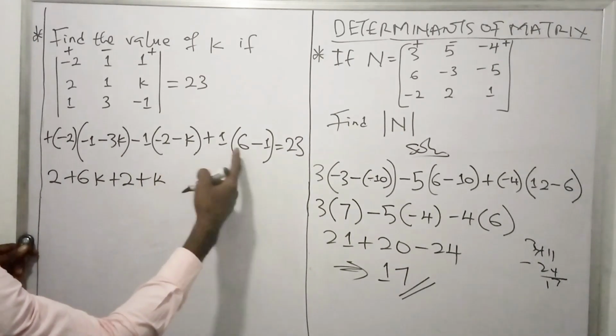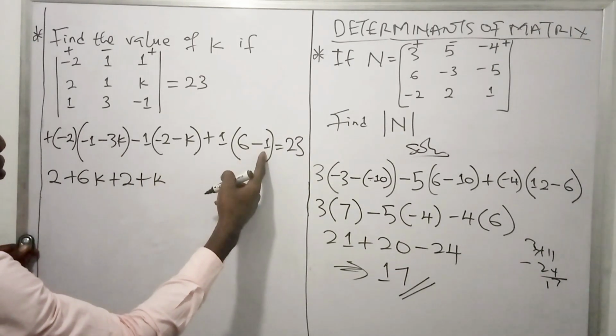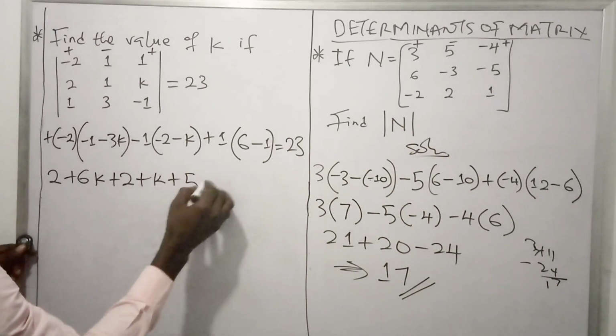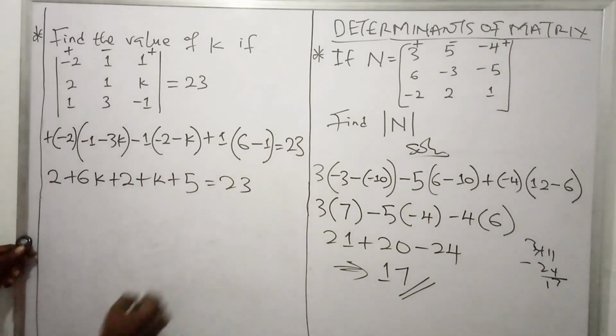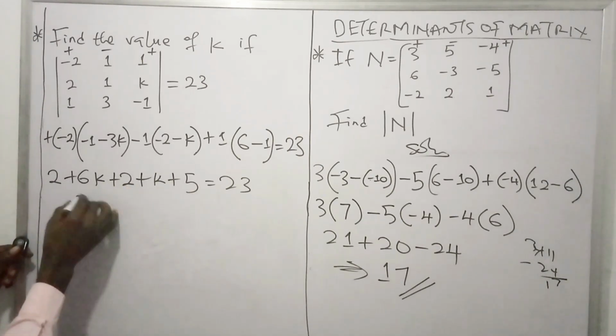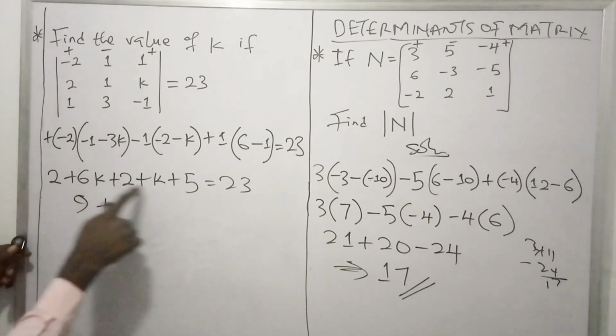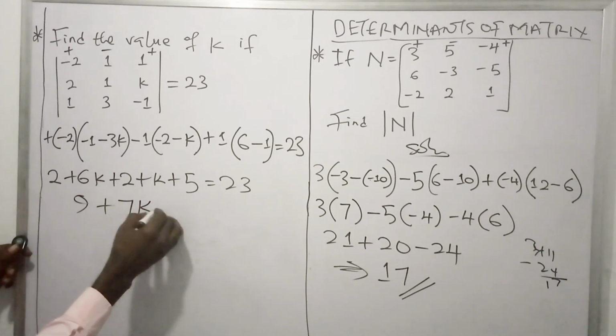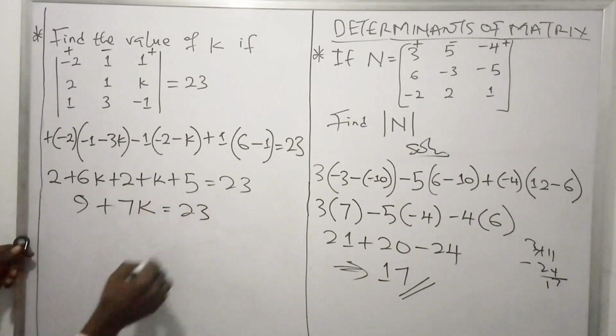Here we'll go over to this. Now 6 minus 1 is 5. And 5 times 1, that's positive 5. Then we have 23 here. All right. Now 2 plus 2, that's 4. 4 plus 5, that'll give us 9. 6k plus k, that'll give us 7k. Then we have 23 on the right hand side.